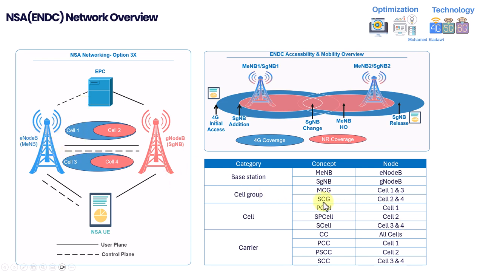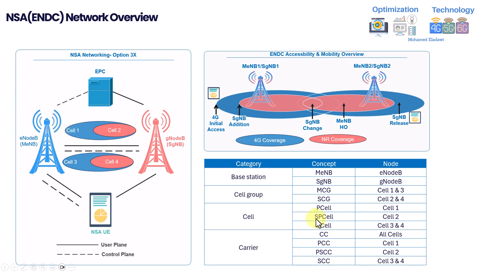And the same for the secondary cell group. You will have cell 2 and 4, but this will be for the SGNOD or for the GNOD, which is called secondary GNOD. And about the cell itself, you will always find expressions called PCell, SPCell, or SCell, as secondary cell. And that's what it means. PCell means primary cell. This is the primary cell, which is particularly cell 1. This is the primary cell for the GNOD.